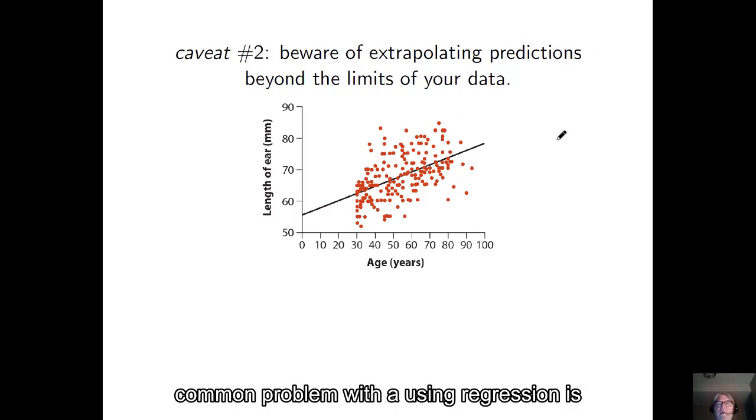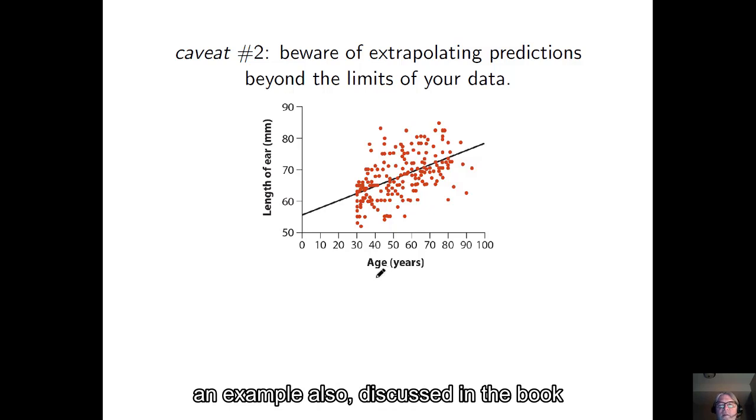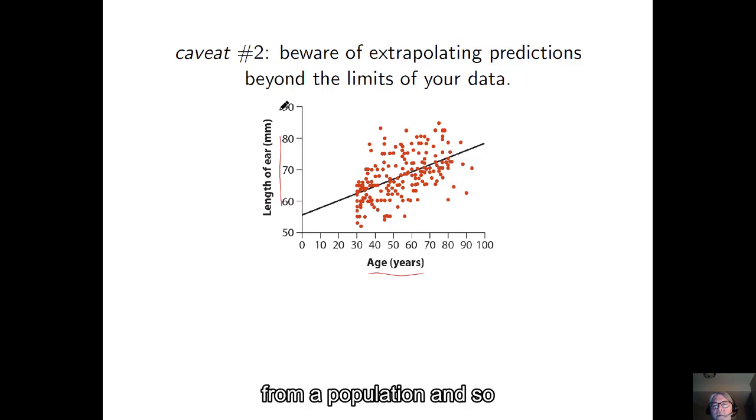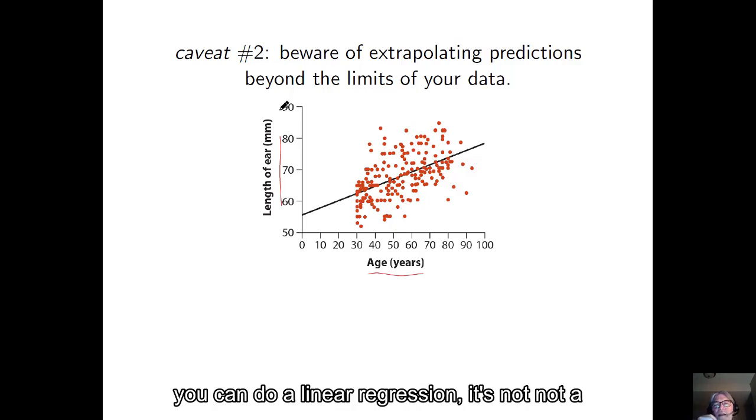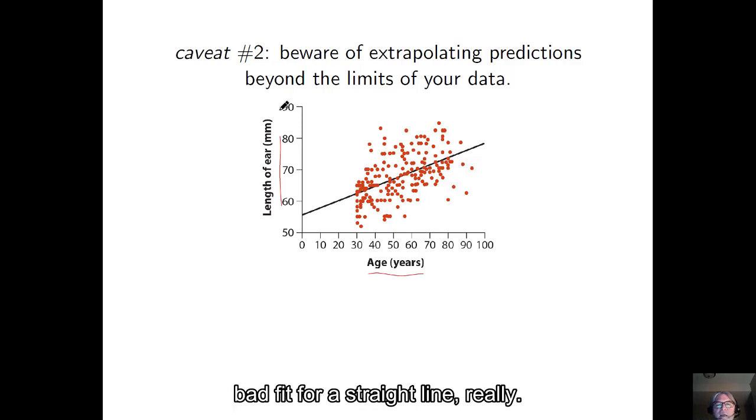Another common problem with using regression is extrapolating beyond your data set. So this is an example also discussed in the book where they're looking at the length of the ear versus the age of someone from a population. And so ears, because they're all cartilage, they continue to grow throughout the life of individuals. So you can do a linear regression. That's not a bad fit for a straight line, really.